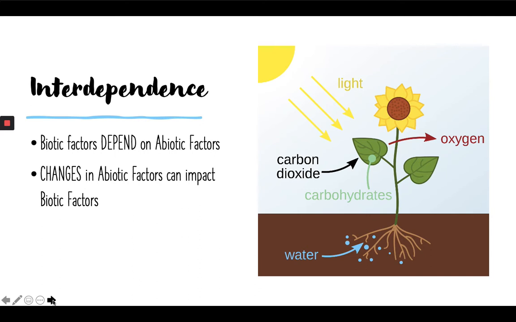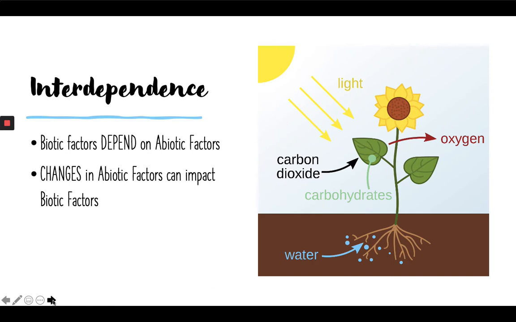So an example of interdependence: biotic factors depend on abiotic factors. In this example, we have a plant, which is a biotic factor, and it depends on the abiotic factors of light, carbon dioxide, and water. Those abiotic factors allow it to do photosynthesis and produce its carbohydrates, which help it to grow, and then oxygen, which other organisms depend on to breathe.